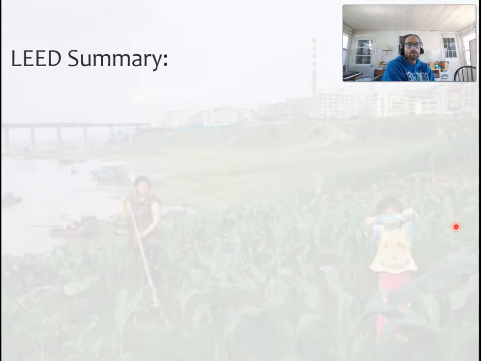Okay, there are LEED buildings absolutely everywhere. It's a really common certification to get. It's sort of the original sustainable building certification. So there's a lot of them.